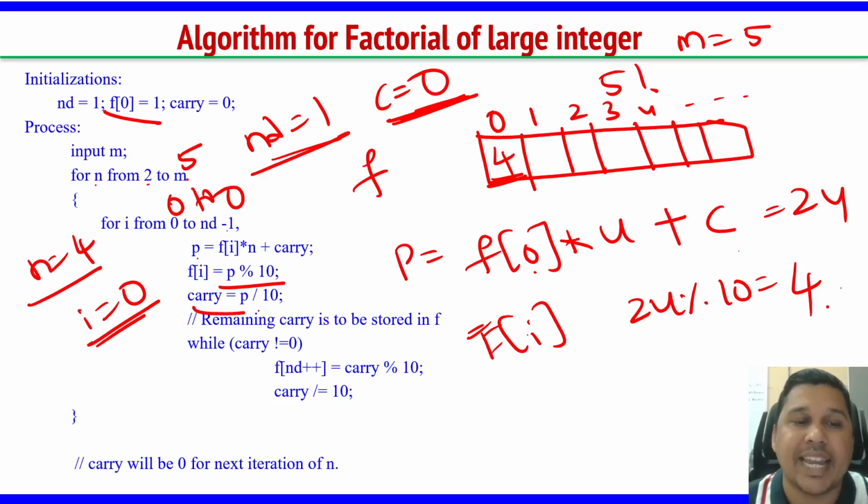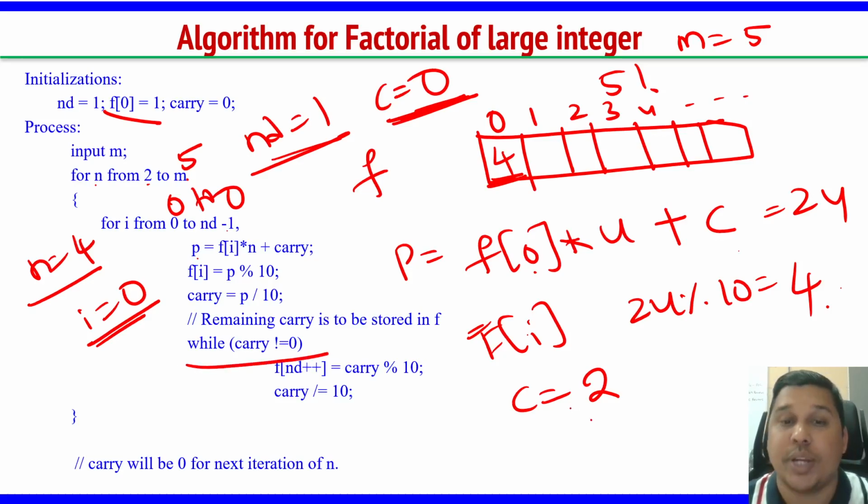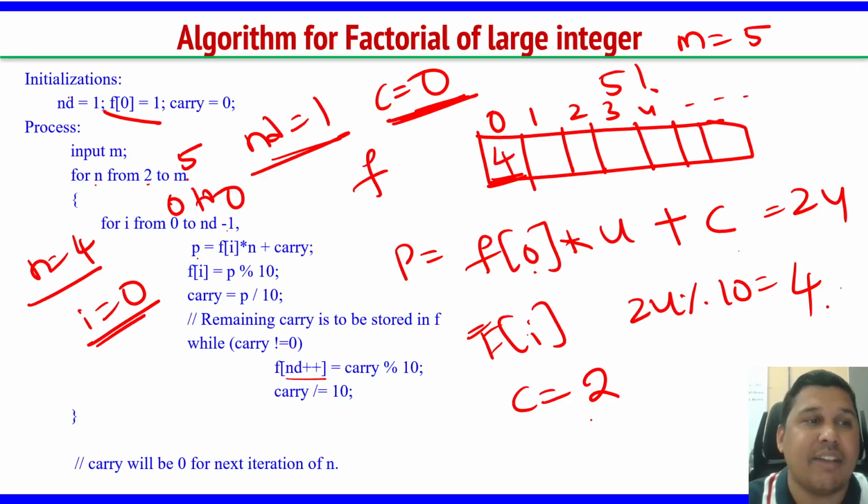Now next, carry equal to p by 10. What is carry value? 24 by 10 is 2. Check here, while carry not equal to 0. Is carry not equal to 0? Yes, it is not equal to 0. Then f of nd plus plus. What is nd value? 1.